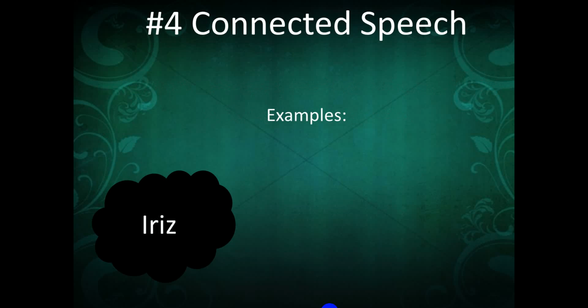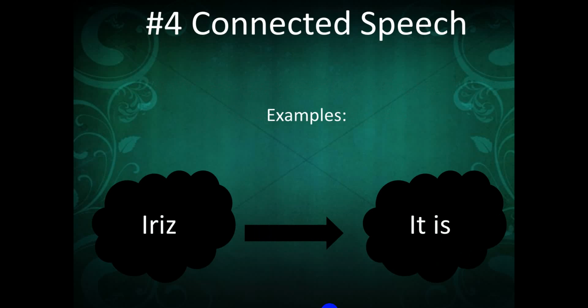I have here, it is. I-R-I-Z, it is. Is it a Japanese word? No, it's English, but it's not a word. It's just the way we connect the words it is. So a quick rule: when we have the letter T at the end of the word followed by a vowel sound, the letter T becomes like R. It is. It is a good day.